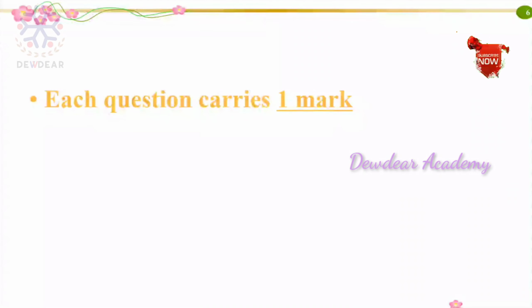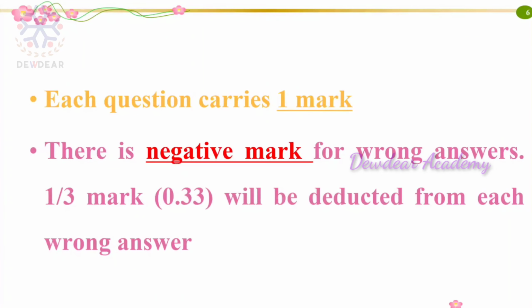Then about the mark distribution, each question carries 1 mark, and there is negative marking for wrong answers. If you mark a wrong answer, 1/3 mark will be reduced for each wrong answer. That means for 3 wrong answers, 1 mark will be reduced.